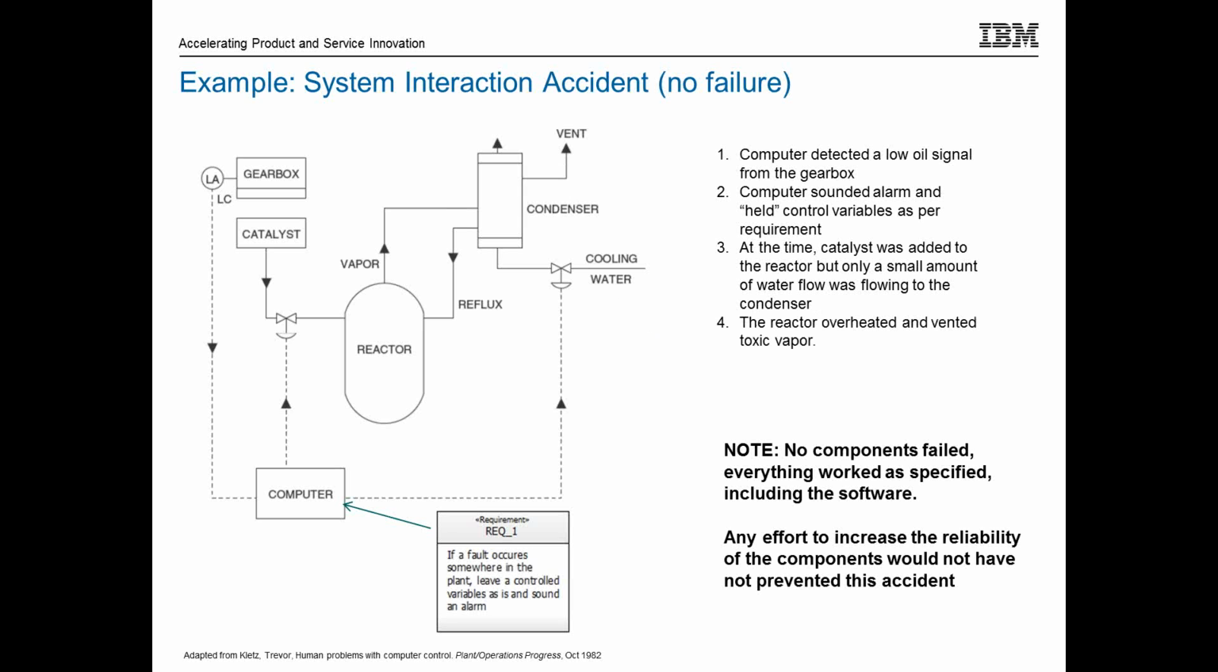So the thing to note here, and this is the crux of what we're getting at, is that everything here worked exactly the way it was supposed to, including the software. Nothing failed in any normal sense, in the sense that most people think. And so any technique that you would look at to increase the reliability of any of these components would have no effect on solving or addressing this particular problem. And this is the kind of systemic failure, the system failure, that the traditional techniques have problems with.